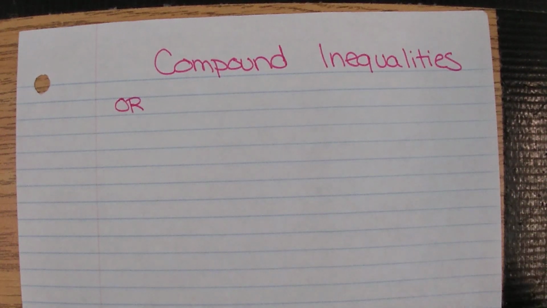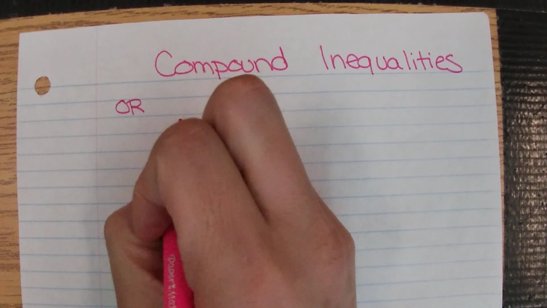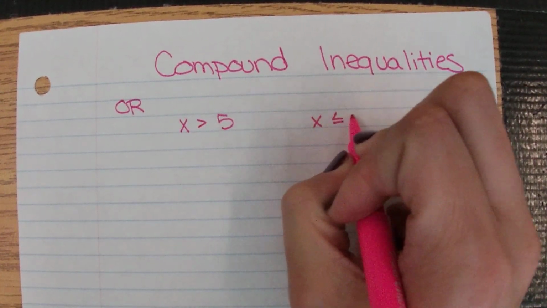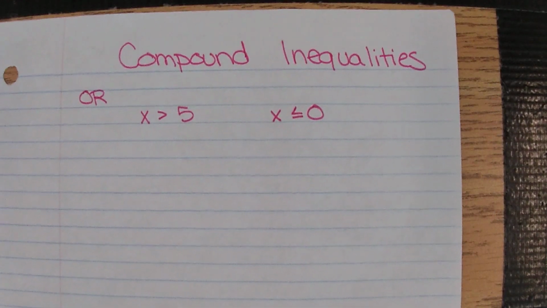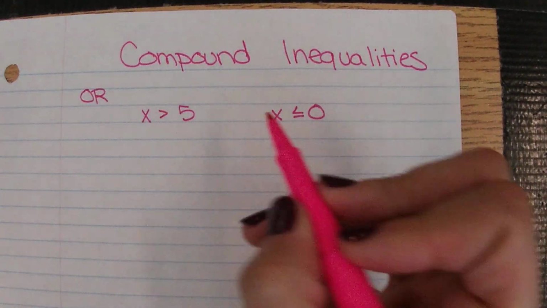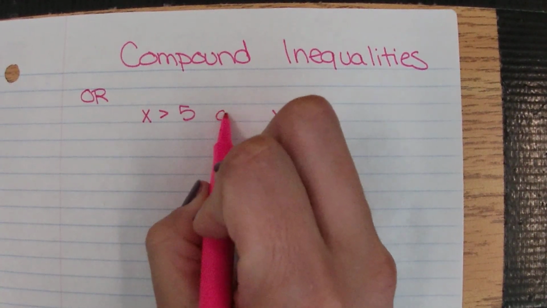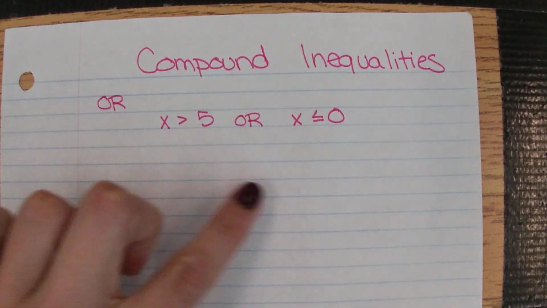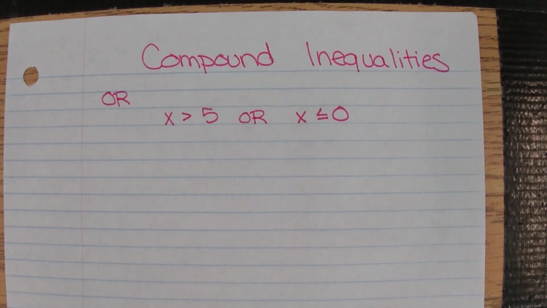So let's say we have two inequalities. So maybe we have something like x is greater than 5. And we have another inequality with x is less than or equal to 0, right? There are multiple inequalities, and we are going to attach these with the word or. This is a compound or inequality.